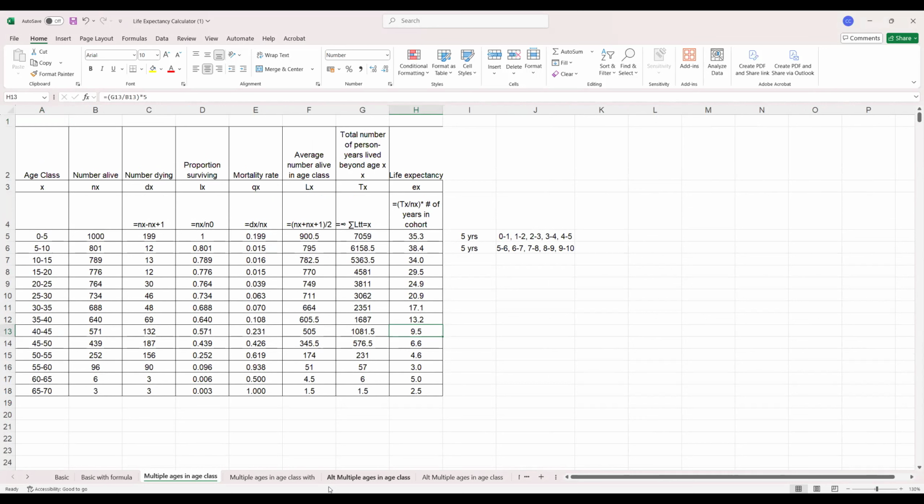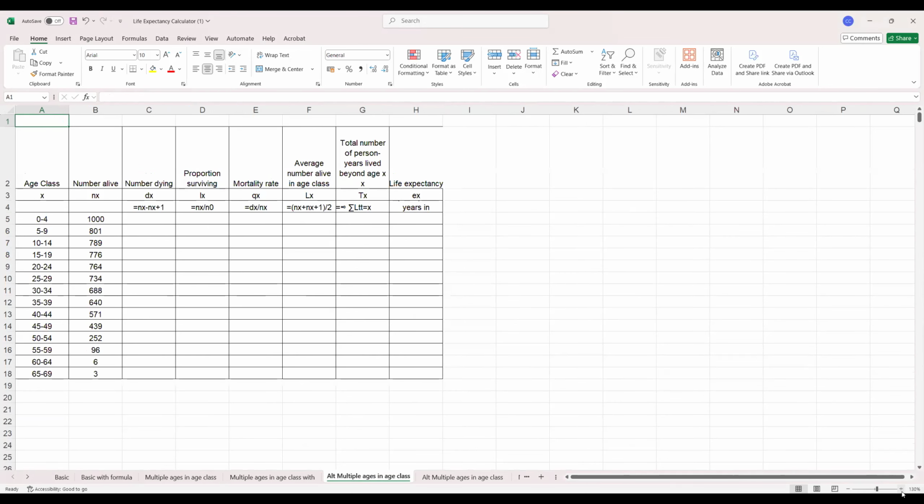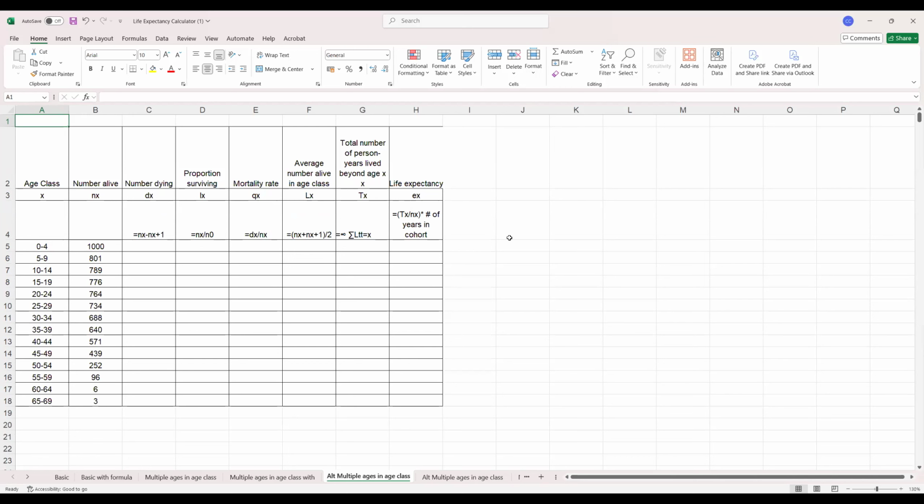Ngayon, sabi ko kanina may iba't ibang uri ng age class. Ito overlapping. Ito ay non-overlapping age class. 0 to 4, 5 to 9. So magkaiba yung dulo at saka unahan ng susunod. 5 to 9, 10 to 14. 10 to 14, tas 15 to 19. So, paano natin bibilangin yung number of years in an age class pag non-overlapping?